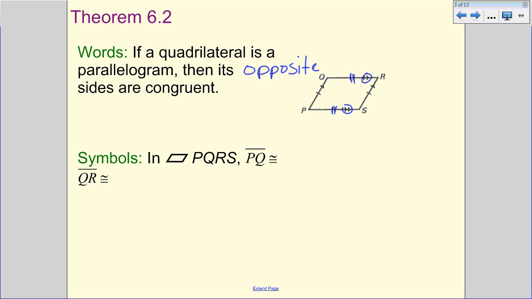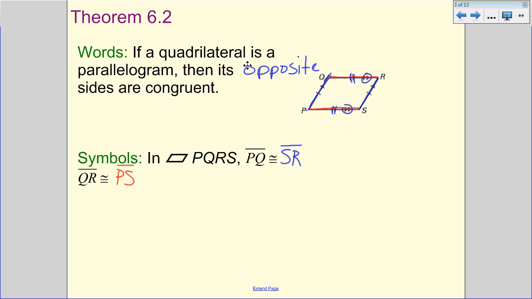So what that means in symbols, in parallelogram PQRS, PQ is congruent to SR, and QR is congruent to PS. Opposite sides are congruent and parallel.